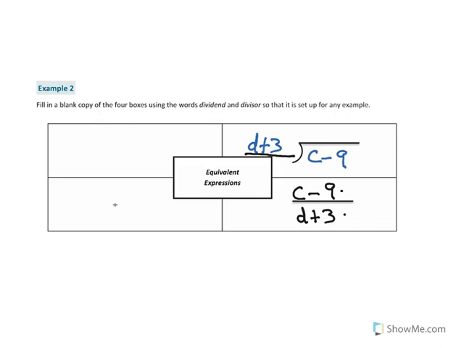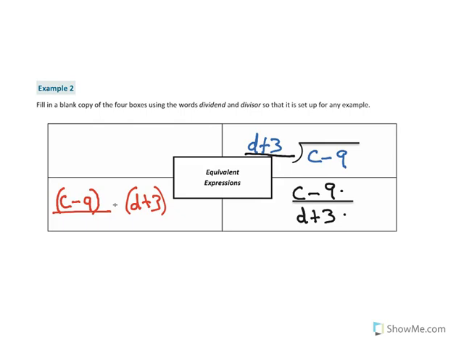And let's say which one goes on the left-hand side of our division symbol. Which expression? Well, since our dividend is c minus 9, we know that c minus 9 goes on the left-hand side. Don't forget our parentheses, because we have to group that. And therefore, our d plus 3 goes on the right-hand side, also with parentheses.